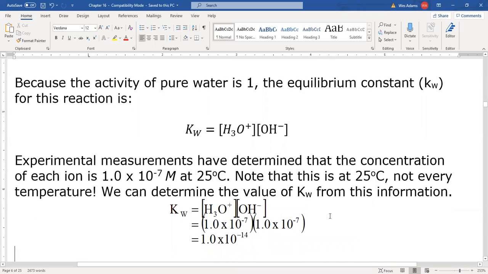Experimental measurements indicate that the concentration of hydronium ion and hydroxide ion in water at 25 degrees Celsius is 1.0 times 10 to the negative 7th molar. And that will vary with temperature. So Kw is equal to hydronium times hydroxide, or 1 times 10 to the negative 7th times 1 times 10 to the negative 7th. And so you get 1.0 times 10 to the negative 14th. You need to know that that's considered the ionization constant for water, or the Kw. And we'll use that in a number of calculations.